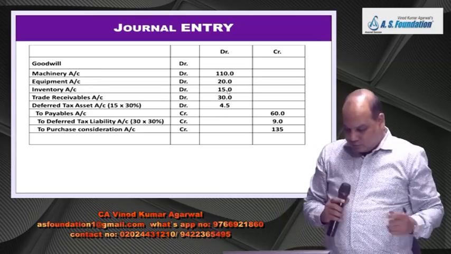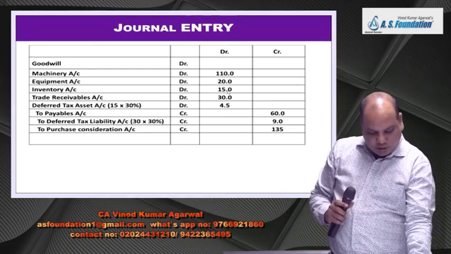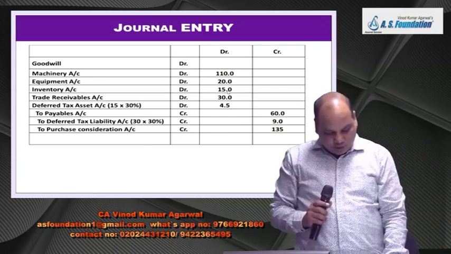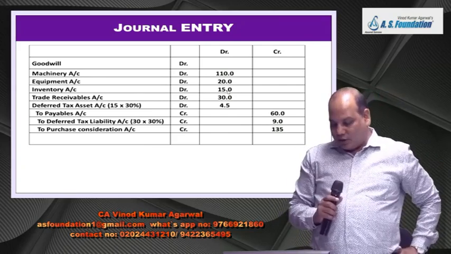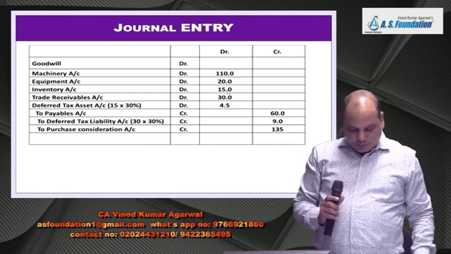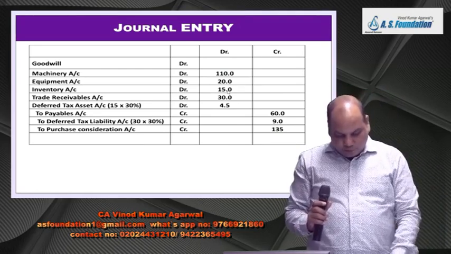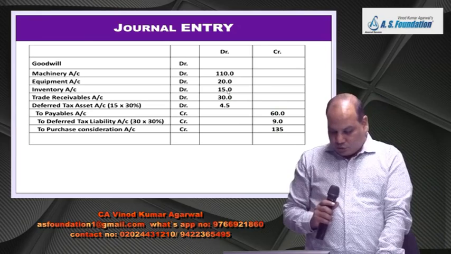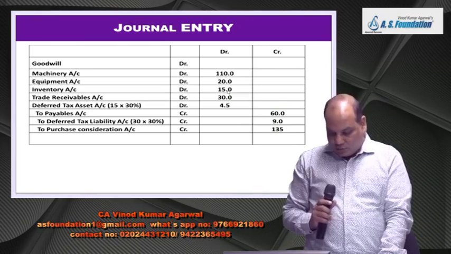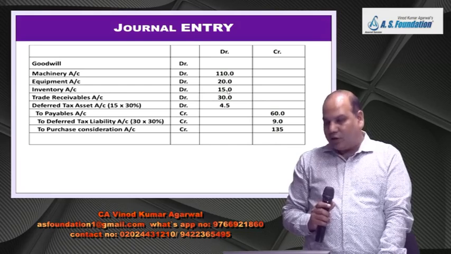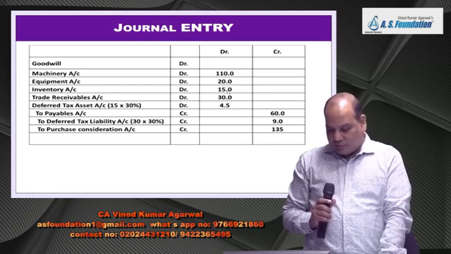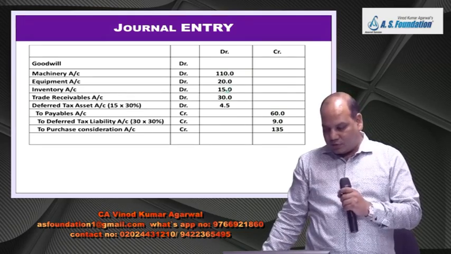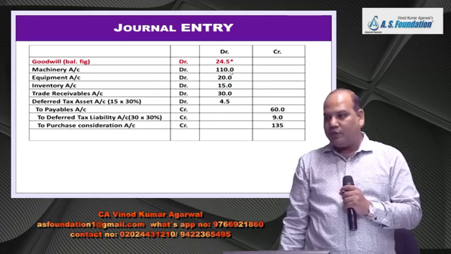Inventory account debit how much? 15. Trade receivable account debit 30. Is it right? And you have to also write DTA 4.5. Why 4.5? Based on the DTA calculated on inventory and trade receivable. To payable account 60. To DTL 30 into 30% on machinery, and to purchase consideration 135. So the balancing figure is goodwill 24.5.